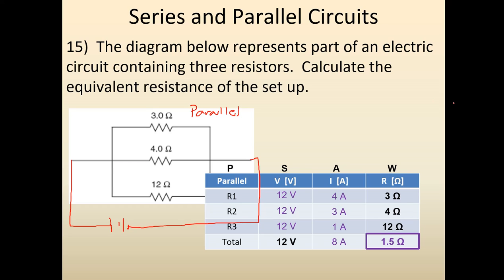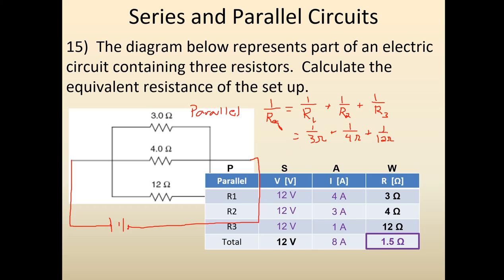Now there is a second way to do it, and that's using the actual equation. If you look on the reference table, you'll see that for a parallel circuit, the total resistance is equal to 1 over R1 plus 1 over R2 plus 1 over R3. So I'll show you once how this equation works. So we're going to plug in 3 ohms for the first, 4 ohms for the second, and 12 ohms for the third.